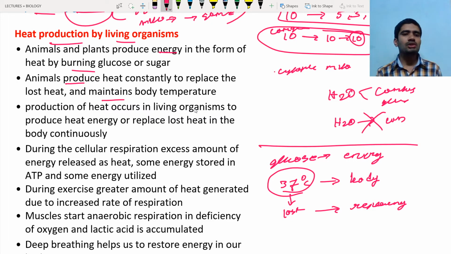Not only you, the animals and other organisms also maintain a certain temperature. All the time the heat is lost from the body and all the time the same temperature is maintained by the organisms. So what is the constant? 37 degrees Celsius is known as the constant temperature in the body. The production of heat occurs in living organisms to replace the lost heat constantly or continuously.